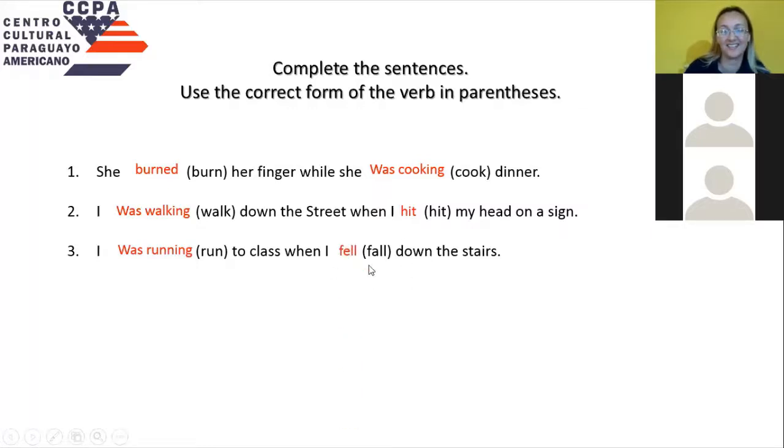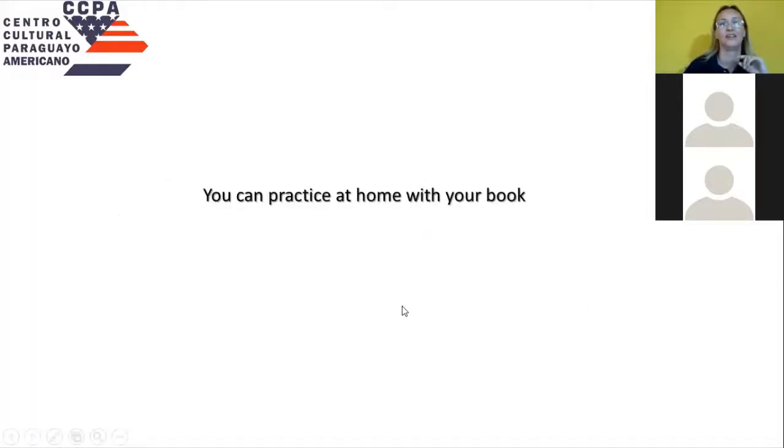This is an irregular verb. Fall and hit are irregular verbs. That is something that you need to practice. Irregular verbs, memorize them. Okay. You can practice at home with your book.